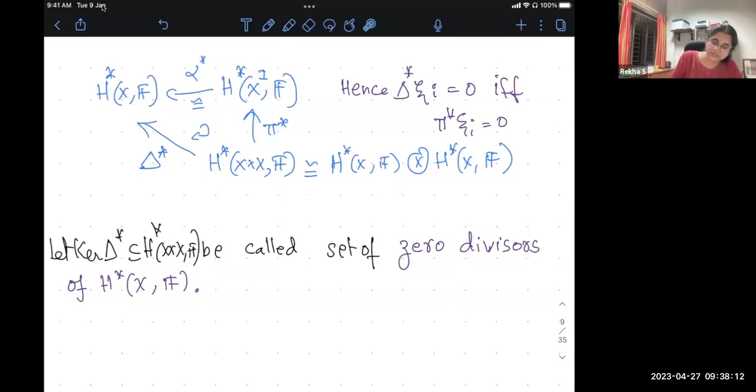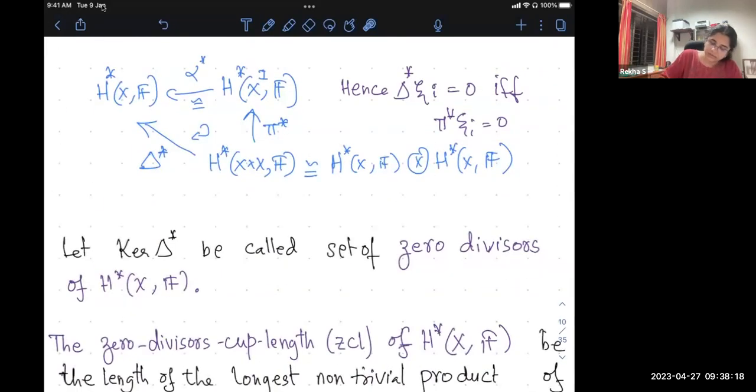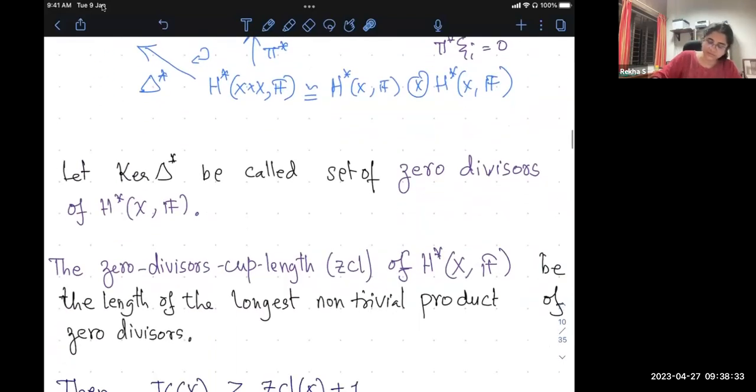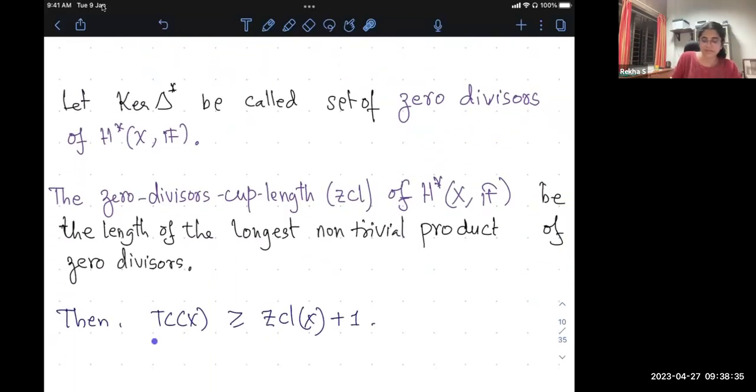Okay. So these are all classes in H star of X cross X. And the zero divisor cup length of H star X will be the length of the longest non-trivial product that one can construct using these zero divisors. And then from what was mentioned earlier, this will tell us that TC is going to be bounded below by this zero divisor cup length. Okay.